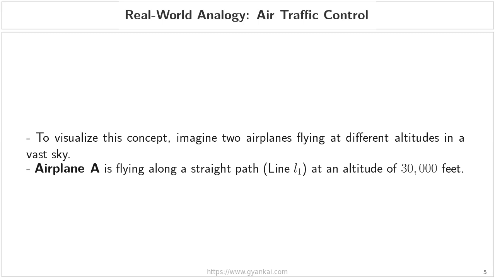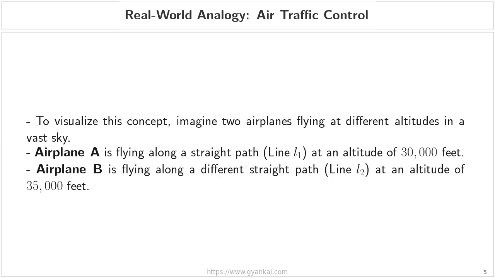First, let's look at airplane A. It is flying along a perfectly straight path, which we can represent as line L1, maintaining a steady altitude of 30,000 feet. Next, we have airplane B. This plane is also flying along a straight path, which we'll call line L2, but it is cruising at a different altitude of 35,000 feet.